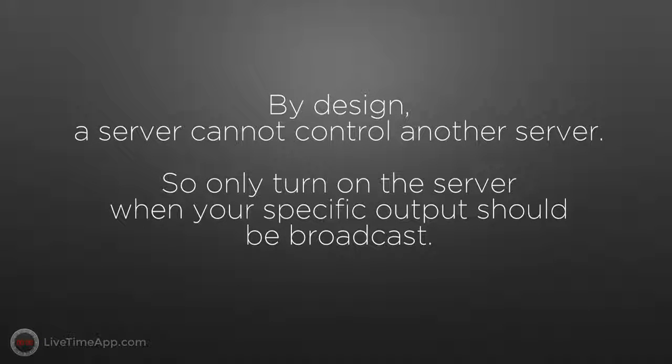So by design, a server cannot control another server. So only turn on the server when you need a specific output to be broadcasted. For instance, if you have two different campuses in your church, you'd probably have two different servers on. But if you're, for instance, the Grammy Awards, and you need a bunch of people to connect and see what the time is of your program, you'd only have one server turned on. Again, a server itself cannot control another server, but it can override what it gets from a different server.